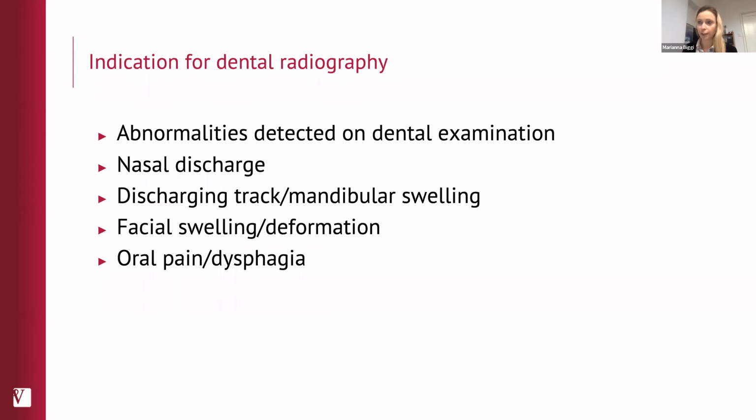Based on which clinical sign we have detected, we can choose which radiographs, which views, we may want to obtain. I'm saying that because taking all the projections that you can for the head might be quite expensive and time consuming, and therefore you can select specific views depending on what the horse is presented for.